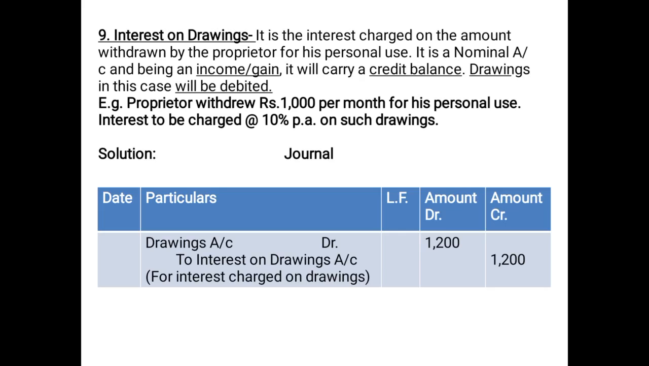Interest to be charged at the rate of 10% per annum on such drawings. So 10% of 12,000 will be 1,200. That means interest on drawings will be 1,200. So what will be the entry passed? Drawings account debited 1,200 to interest on drawings account 1,200. Drawings account will be debited and interest on drawings account will be credited, because interest on drawings is an income, or it is a gain for the business. What can be the narration for interest charged on drawings?